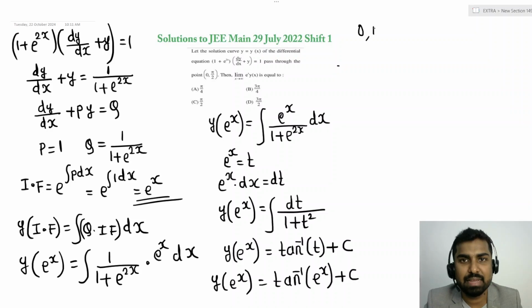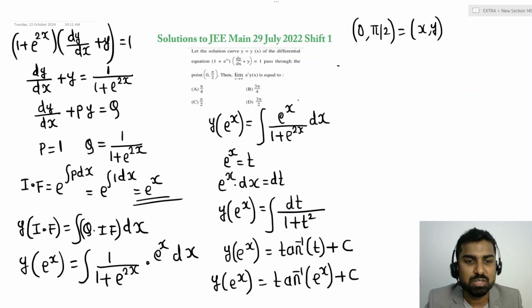So if I compare this with (0, pi by 2), with the corresponding x and y values, just substitute here. So y into e raised to x means y into e raised to x value. The x value is 0, so e raised to 0. The y value here we are having is pi by 2. Yes, the y value is pi by 2. So pi by 2 into e raised to x, and e raised to 0 is 1 itself.